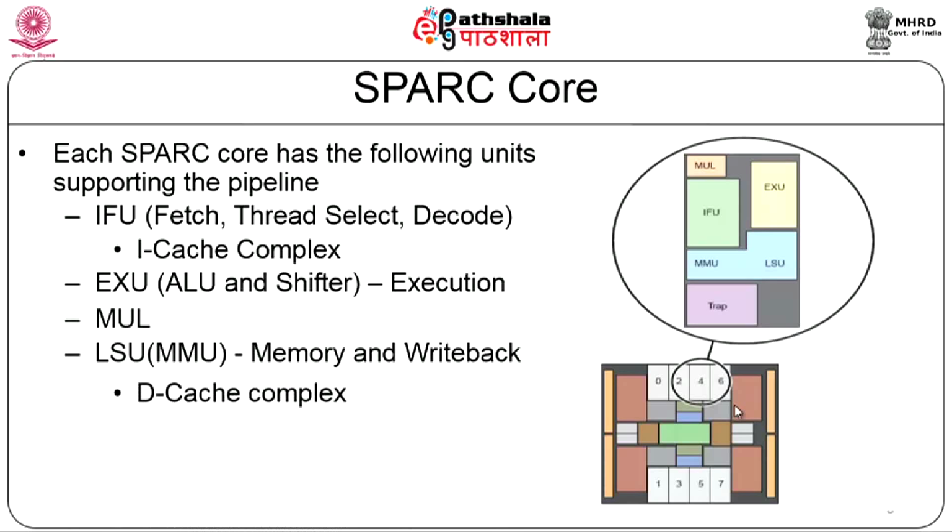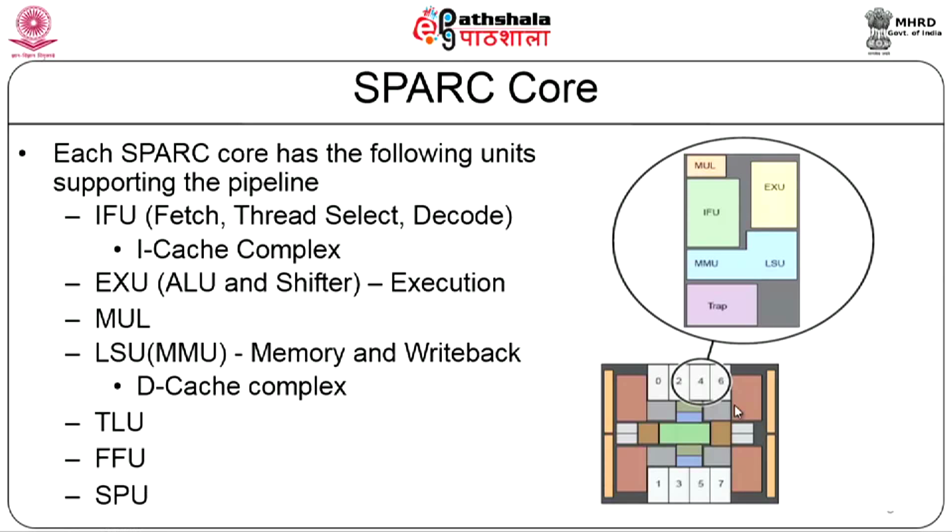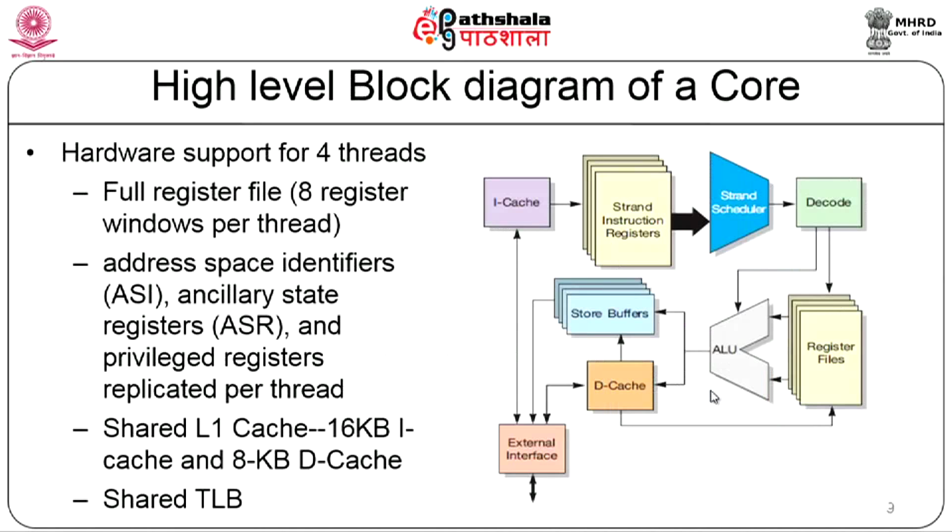You have a multiply unit. You have a load store unit which takes care of all your memory and the write back operations, which is called your D-cache complex, which also holds your memory management unit. Then you have your thread logic unit, you have your floating point unit, and a SPU, which is a streaming processing unit. So, this forms part of the core. Some of these units are exclusively available for each and every core as indicated there, whereas some of these units are shared across the various cores. For example, the floating point unit initially was shared among the various cores, even the stream processing unit.